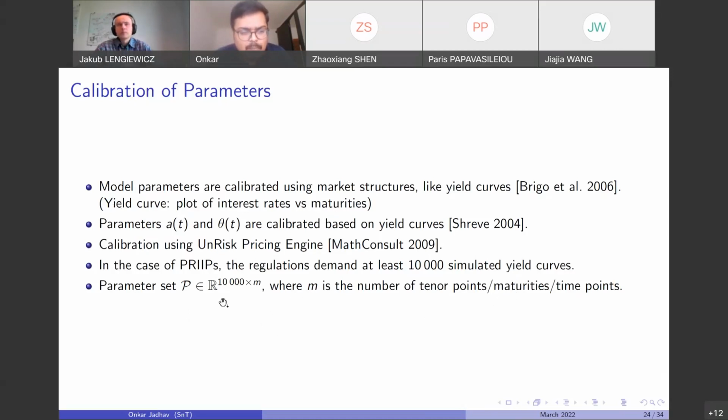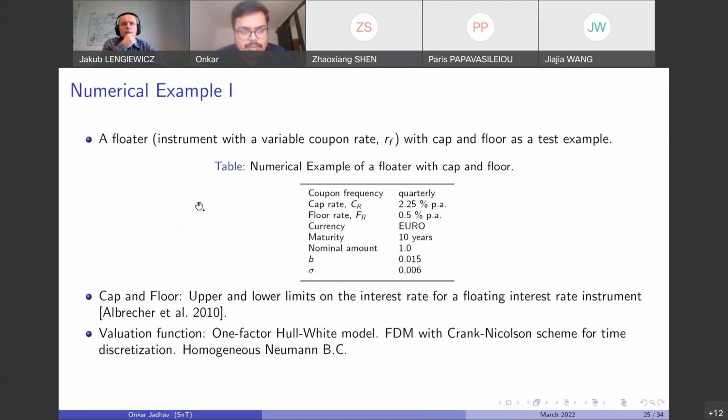So you can see I had a problem of solving my financial models with such a large parameter set, and that's why I've implemented a model order reduction framework. There are two examples that I will present today. The first one is a floater with caps and floors. A floater is an instrument whose coupon depends on some underlying interest rates, and caps and floors, as the name suggests, put upper and lower limits on the interest rates.